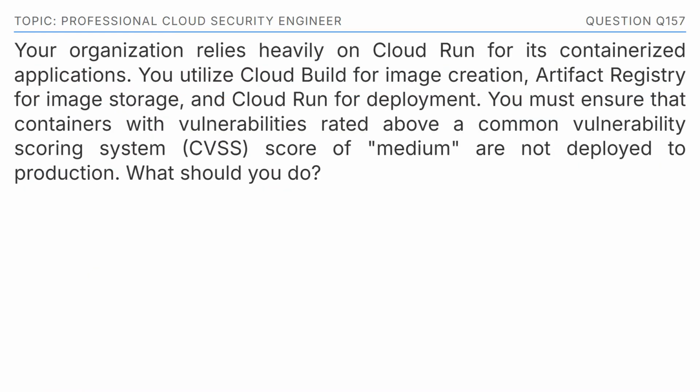Your organization relies heavily on Cloud Run for its containerized applications. You utilize Cloud Build for image creation, Artifact Registry for image storage, and Cloud Run for deployment. You must ensure that containers with vulnerabilities rated above a Common Vulnerability Scoring System (CVSS) score of medium are not deployed to production. What should you do?